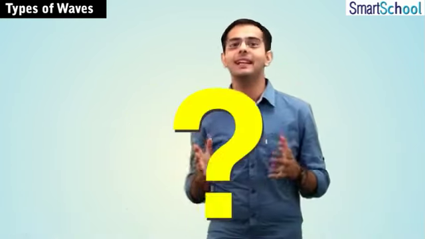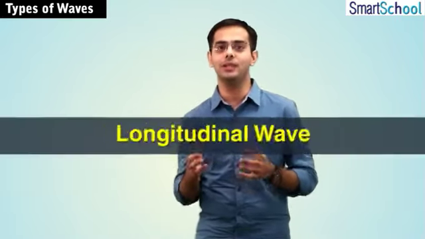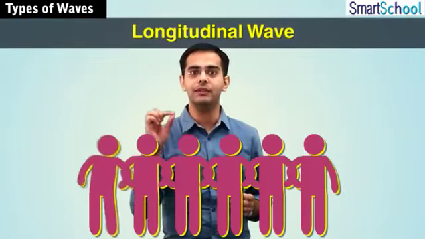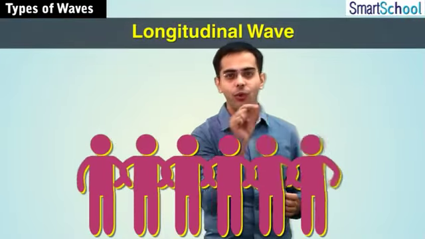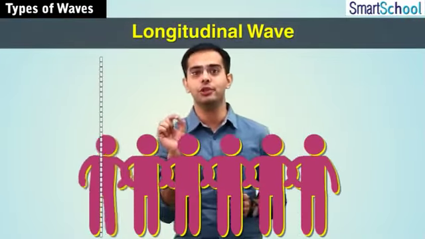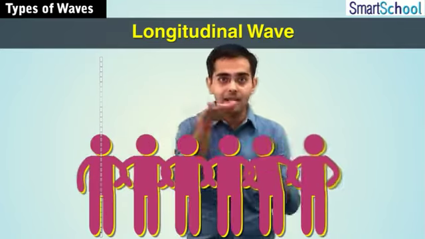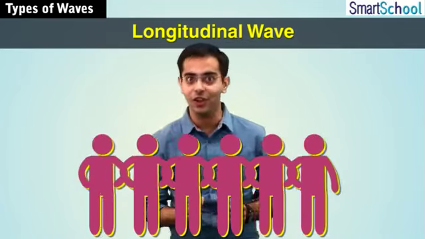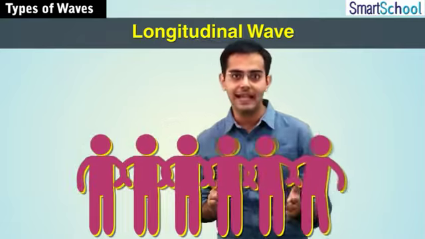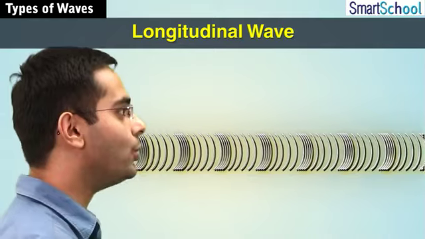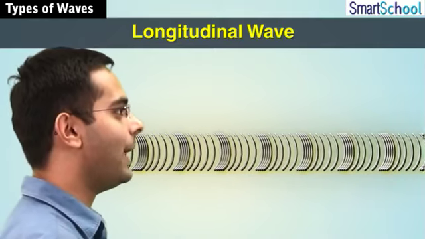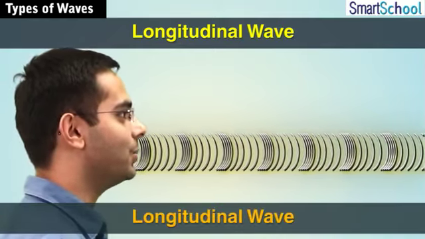Now what do we call this kind of wave? This presents us the second kind of wave, which is known as the longitudinal wave, in which the particles of the medium undergo back and forth motion about the mean position, and this is parallel to the direction of propagation of the wave. Some of the examples of longitudinal waves are sound waves. So when I'm speaking, the sound wave which I emit from my mouth is an example of a longitudinal wave.